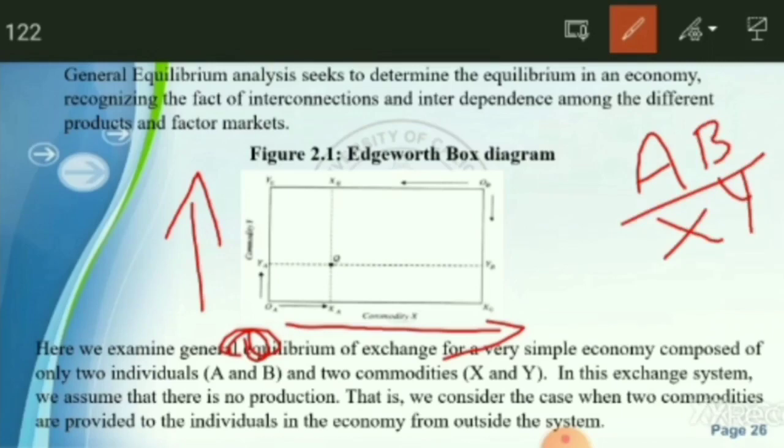Okay, in this exchange system we assume that there is no production. That is, we consider the case when two commodities are provided to the individuals in the economy from outside the system.